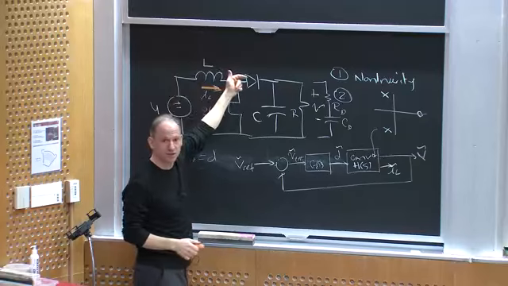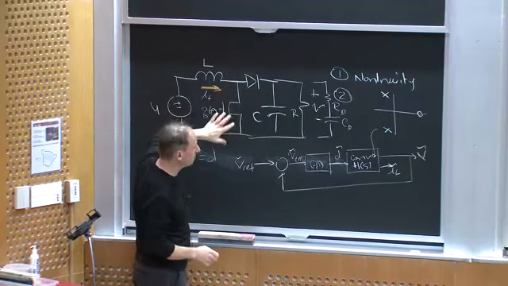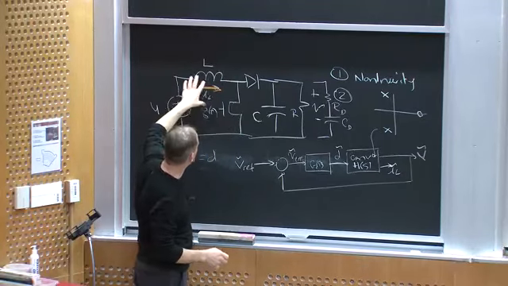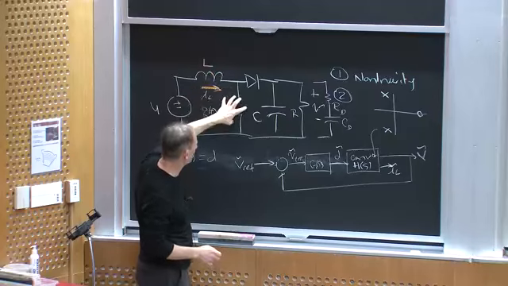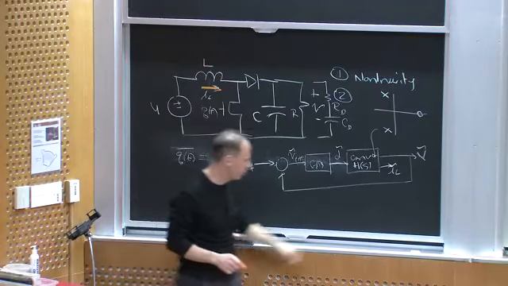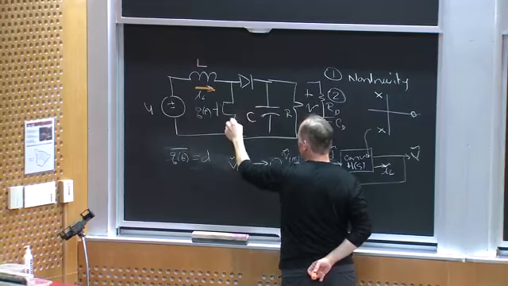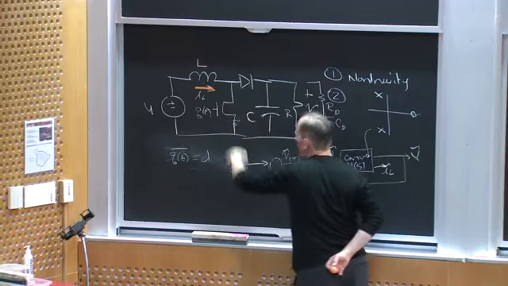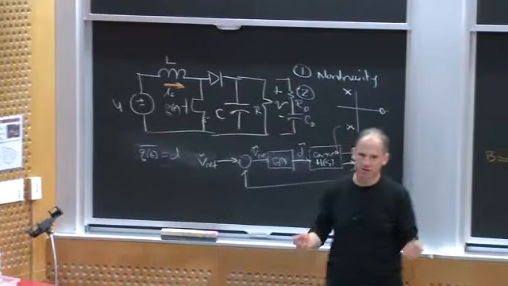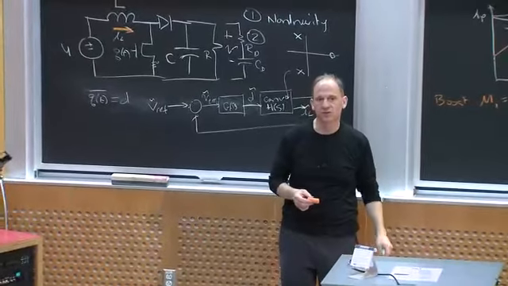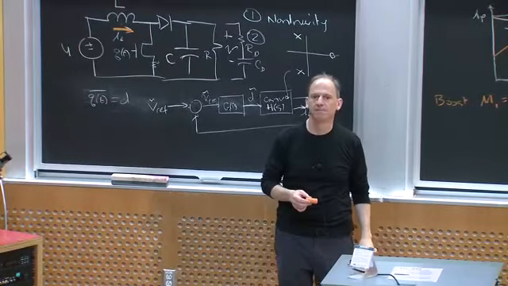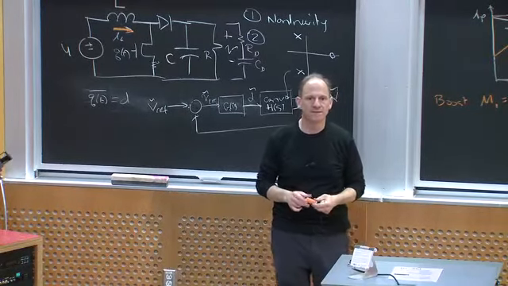Sometimes I do literally sense the inductor current. Keep in mind, you're only looking at the current when the switch is on. So sometimes people will put a little resistor right here, or use the switch resistance itself, and sense the current in the switch. That gives you the same thing as far as this comparison is concerned. Any questions about that?